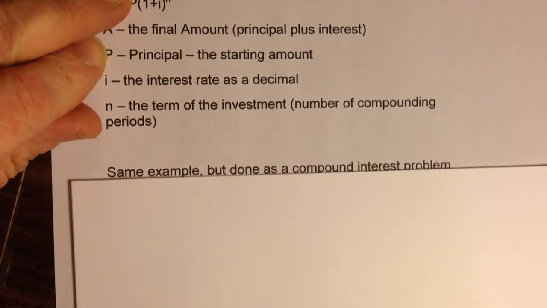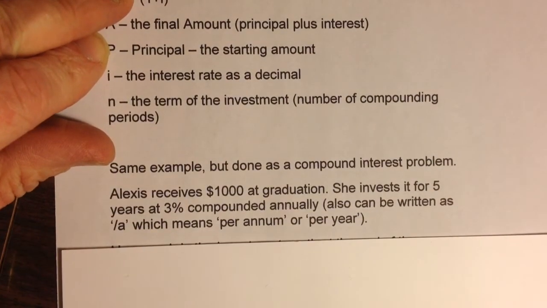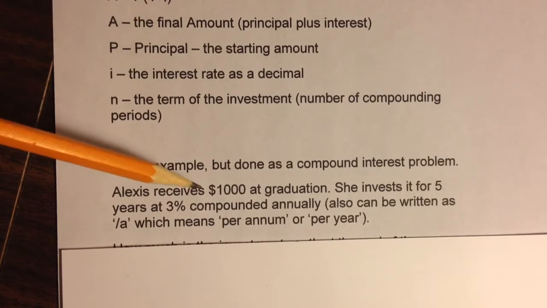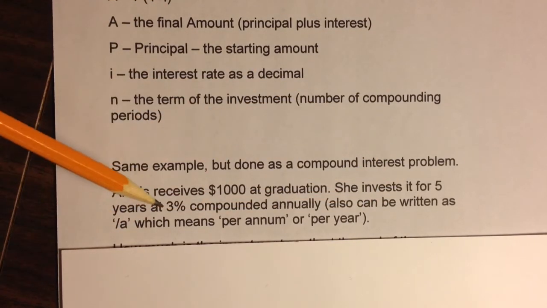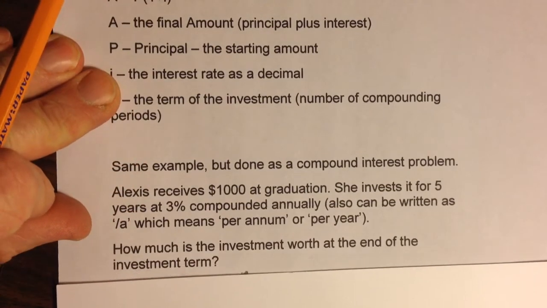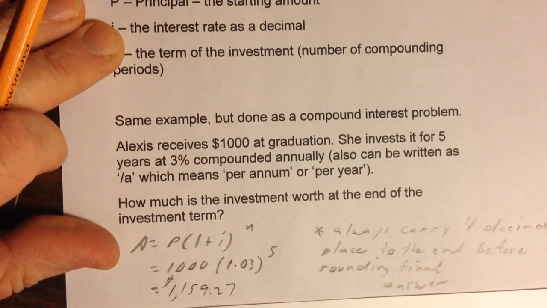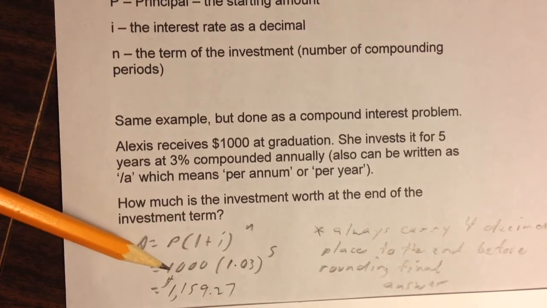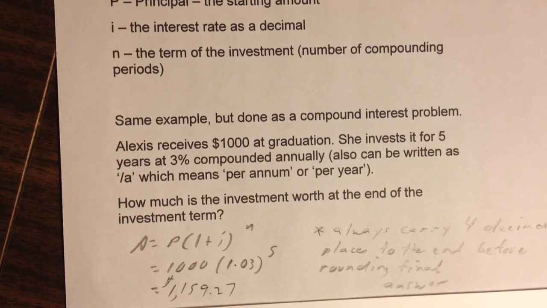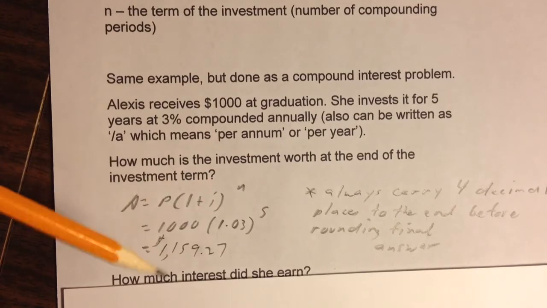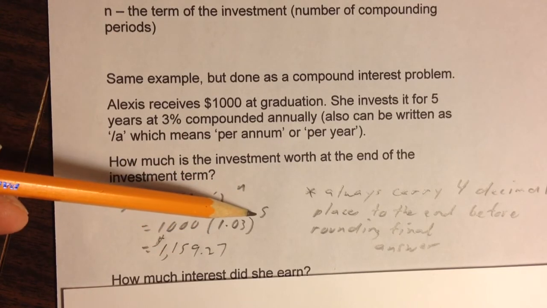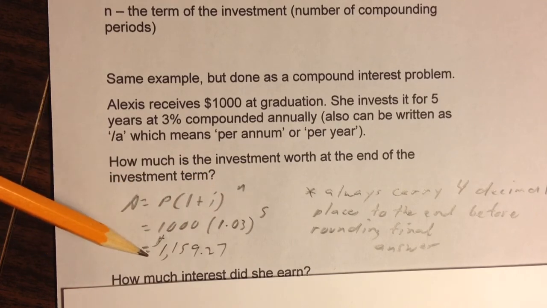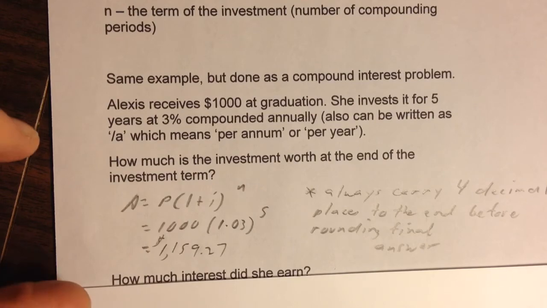So let's look at an example. We'll use the same example as before. We've got $1,000 principal invested for a term of 5 years at an interest rate of 3%. So we're going to just plug this into the formula. The 1,000 is P. The 3% is added to 1 to give you 1.03 to the power of 5. And so then you work that out and you get $1,159.27.